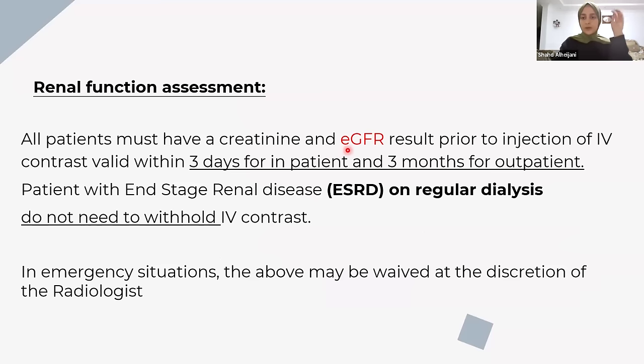Okay, renal function assessment. The doctor needs to test the creatinine levels and the eGFR of the patient prior to injecting the contrast. And when do you measure? You have different timings for inpatient and outpatient. For inpatient, it needs to be within 3 days prior. For outpatient, it needs to be within 3 months. So any result from within 3 months that showed normal creatinine and normal eGFR, and then you can give IV contrast. But it has to be 3 days for inpatient.